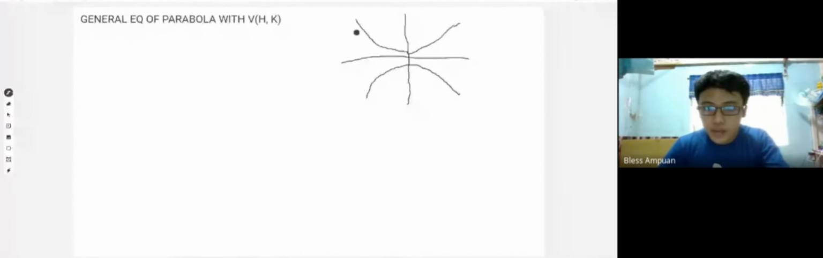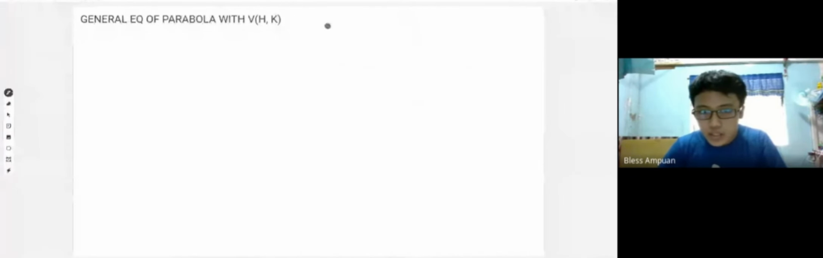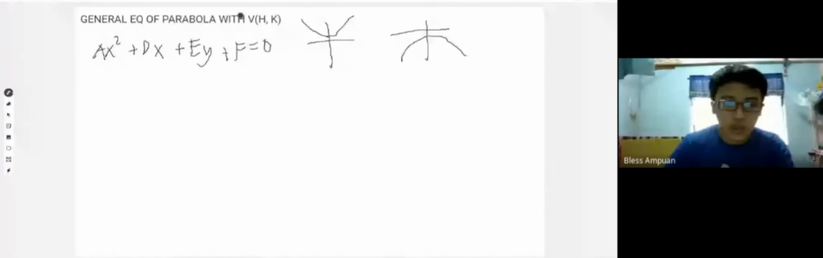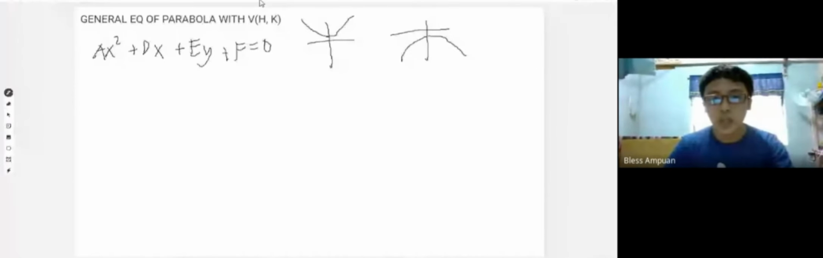Sige, para dili ka ma-confuse. So what if an aton parabola is opening up, tapos opening down. Done. So an aton general equation is ax squared plus dx plus ey plus f equals 0. So now, what is the difference of the general equation of parabola kapag siya going upward, downward, tapos going to the right and then going to the left?